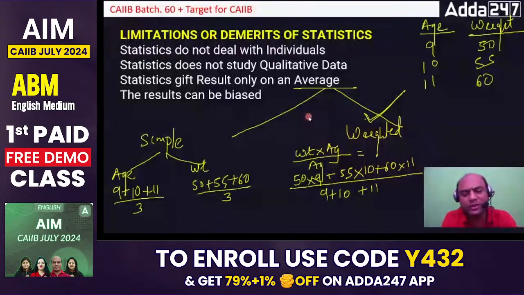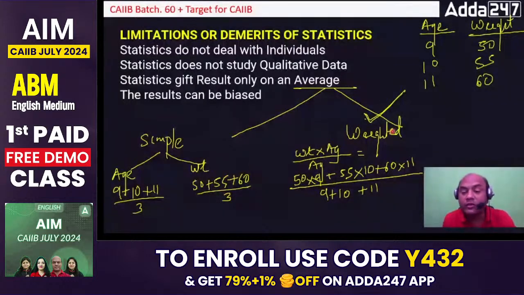Simple average means what? Suppose I give you this table I have shown you, age and weight. If I want a simple average of age, what will I do? 9 plus 10 plus 11 upon 3. Done. Weight, 50 plus 55 plus 60 upon 3. Done. So this is simple average.